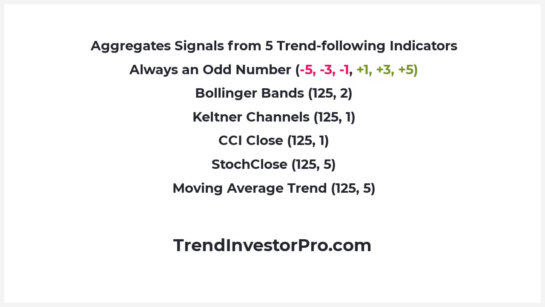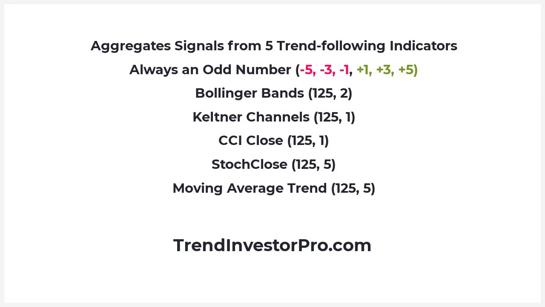So the Trend Composite, as its name suggests, is an aggregator of signals. What we do is I take 5 trend following indicators and I take the net result of those 5 signals. So we have Bollinger Bands, a break above the upper band or a break below the lower band. We have Keltner channels, which are similar, but based on the average true range. We use Keltner channel breaks as well.